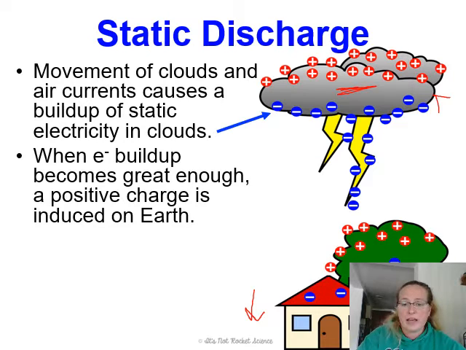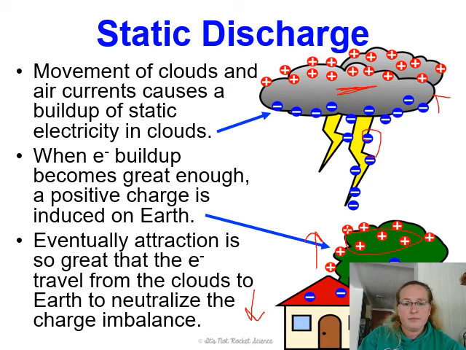As a result, the positive charges are moving this way. We're pushing all of the negative charge down and moving all of the positive charge up. Now we've got negative charge up here and positive charge here. What do we think is going to happen? Eventually the attraction gets so great that the electrons travel from the clouds down to Earth because it wants so badly to neutralize that charge.